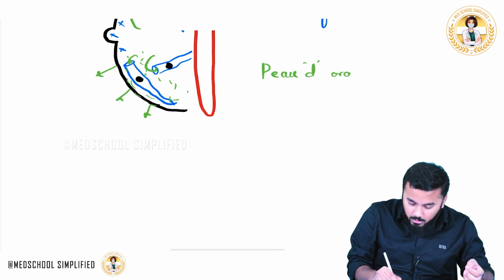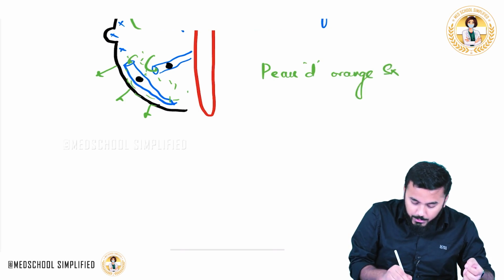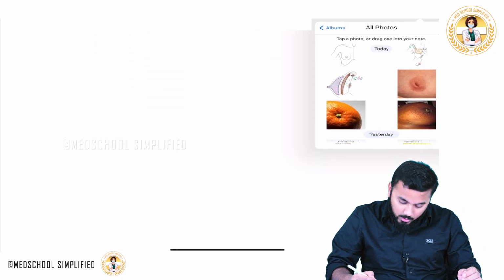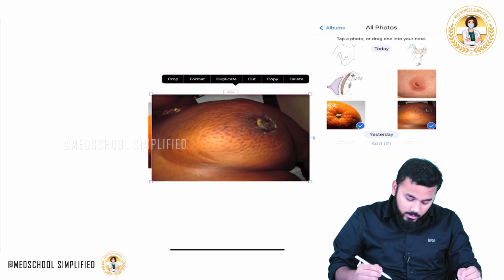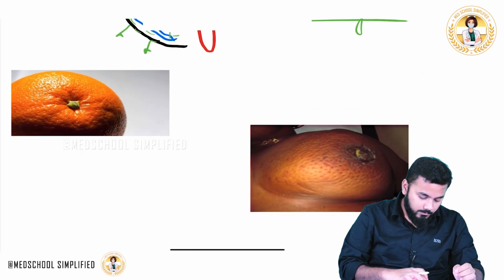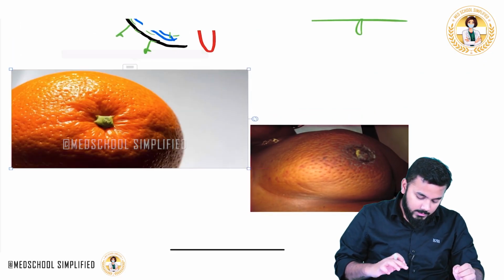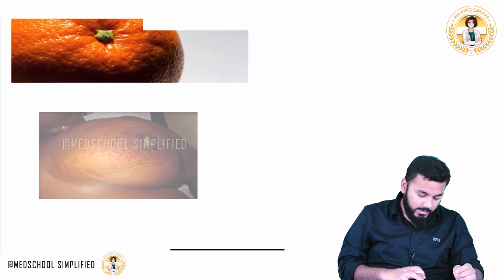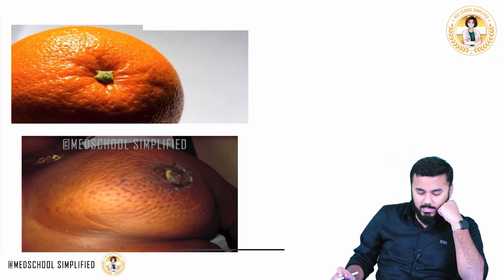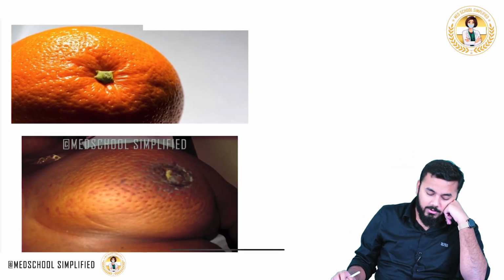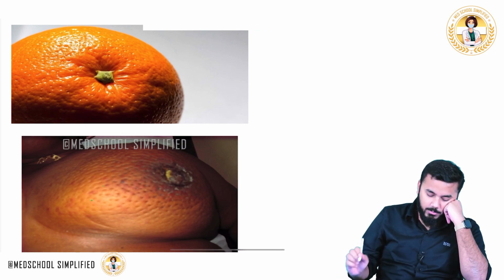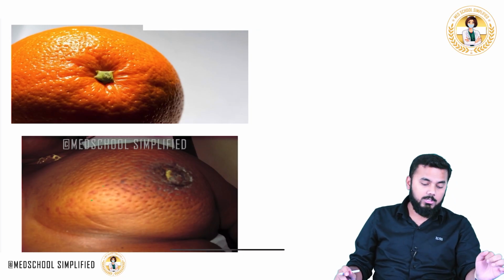peau d'orange syndrome. If you look at the picture, you'll understand that this is a normal orange. Okay, and look at the peau d'orange. Look at this picture, guys. This is a normal orange, and look at this breast here. Is there any similarity? Almost both of them are looking same. It is looking like an orange, right? So this is called as peau d'orange, because there is excess amount of lymph that is deposited within the breast tissue. This is called as peau d'orange.